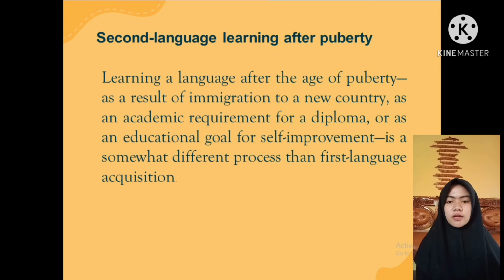Second language learning after puberty. Learning a language after the age of puberty, as a result of immigration to a new country, as an academic requirement for a diploma, or as an educational goal for self-improvement, is a somewhat different process than first language acquisition. Whether it takes place in a classroom or in contact with speakers of the second language, it is more of an intellectual process than first language acquisition.